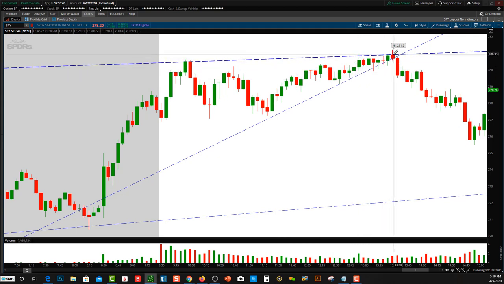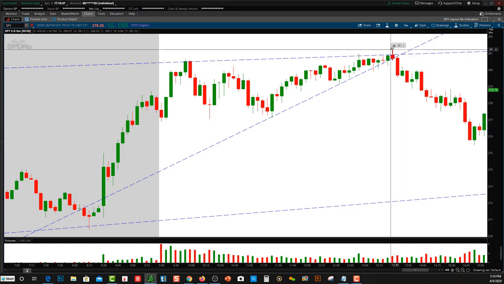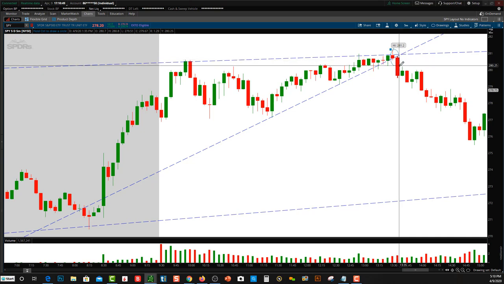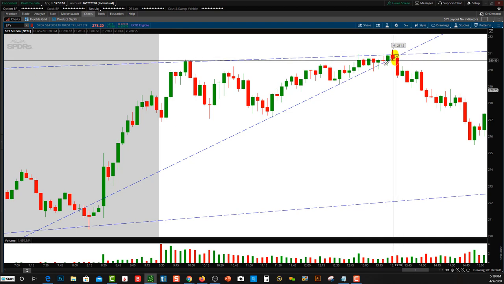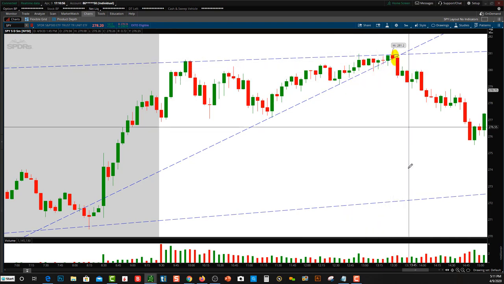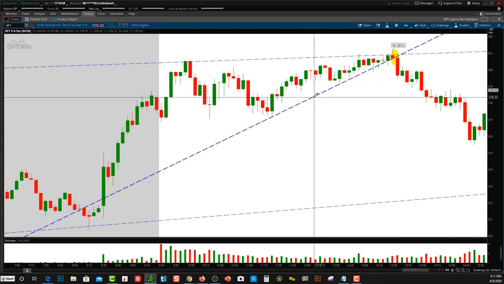What is it doing? It's squeezing. Look at right here. And then boom, this shooting star candle, like the one we remember on the monthly. Here's one intraday right there, right at angular resistance. And then what did it do? It broke the trend, right? So what did it do there?